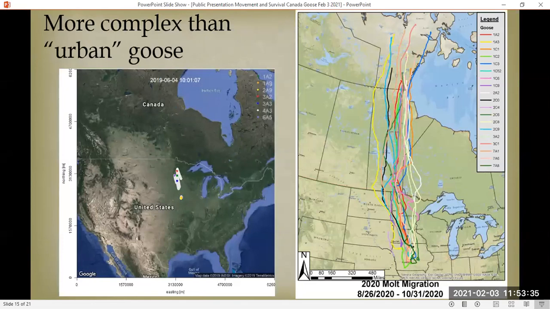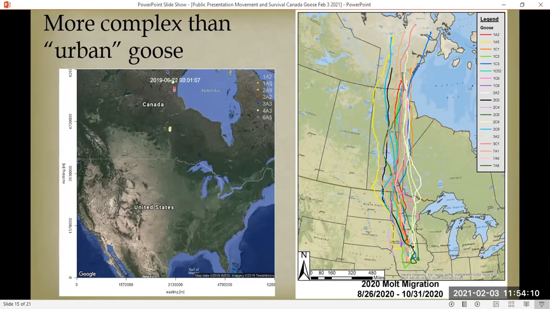And so that kind of brings me to my final point, in that it's really more complex than just saying that's an urban goose. These GPS transmitters allowed us to see just how complex the goose's life cycle is throughout the year, and to see just how large movements they make. As Orin mentioned earlier, we observed geese make a molt migration in the spring. And we had geese go as far as 1,800 miles straight line distance from their breeding areas in Des Moines, some going as far as the Arctic to spend the summer.